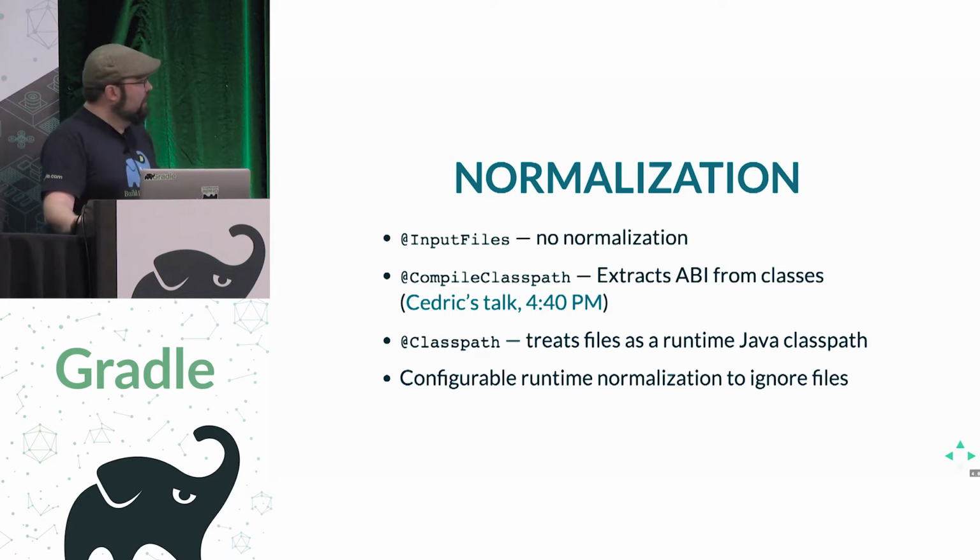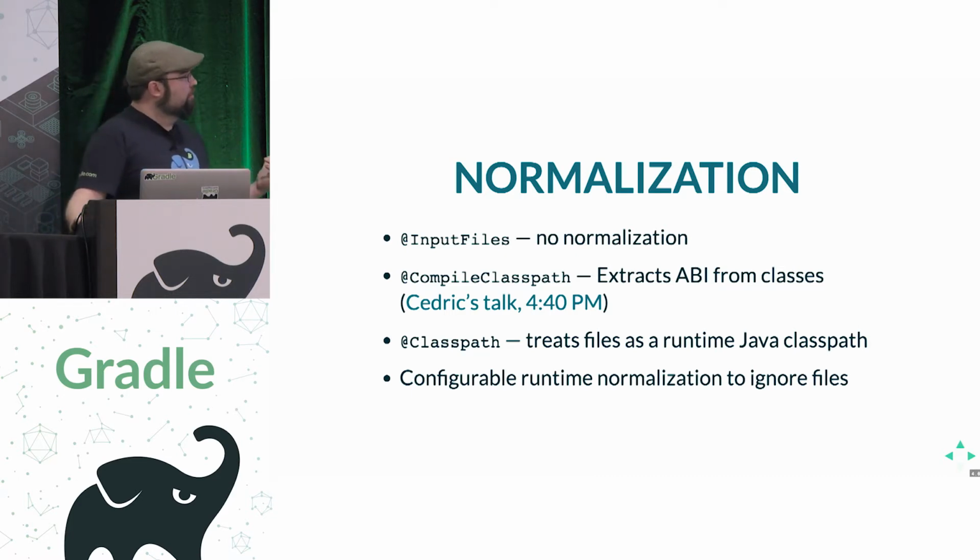And then there's another type of normalization that we, I guess, short-sightedly named class path, which really just means runtime class path. And what that means is that we should treat the files that are in a file collection that are annotated with a class path as if it were a runtime class path for Java. So that means that we need to consider changes to resource files. We need to consider any changes to any task implementations or public API changes or anything like that.